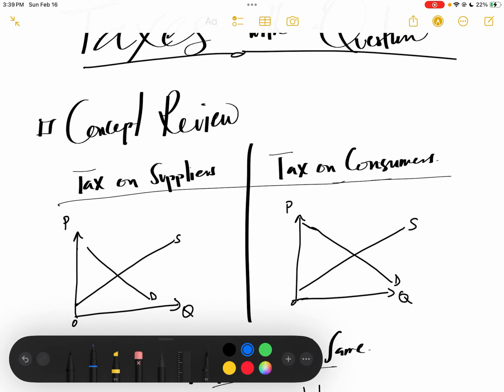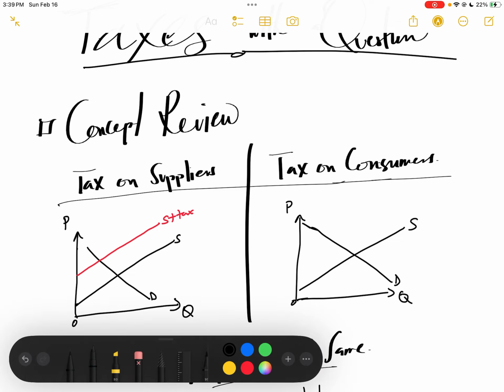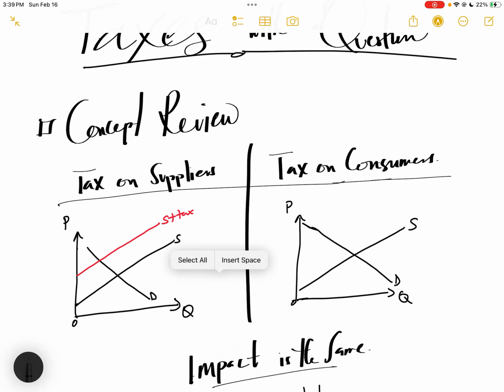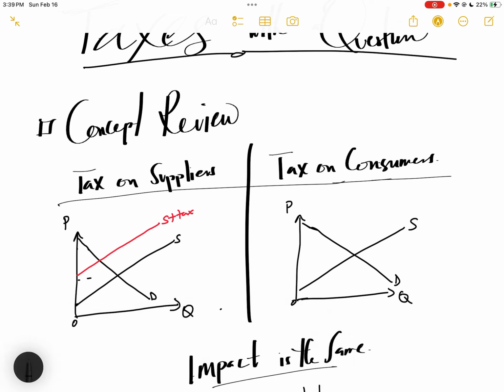Okay, so if we were to put a tax, let's use my blue or red pen here. If we were to impose a tax on suppliers, the supply curve will shift backward like so. So we have S plus tax. Now I want you to become a pro at drawing these graphs. Okay, well, first let me label the initial intersection, right? That's our P star and our Q star, the initial intersection between S1 and D1.